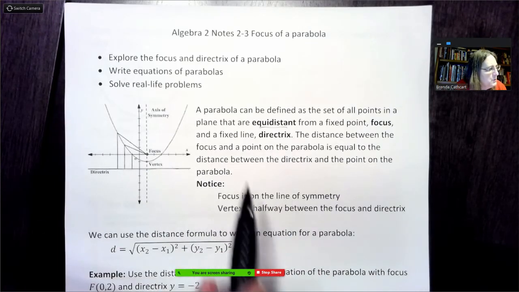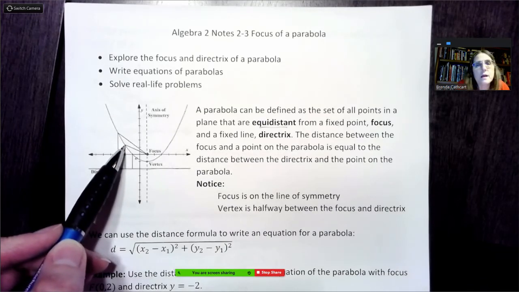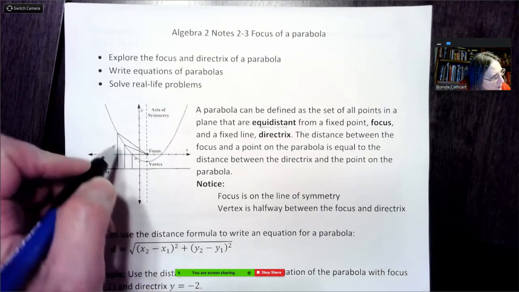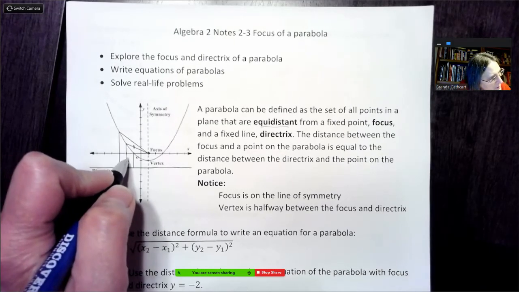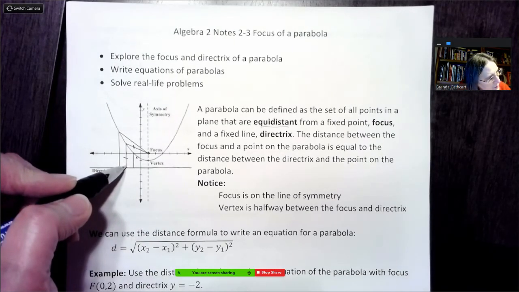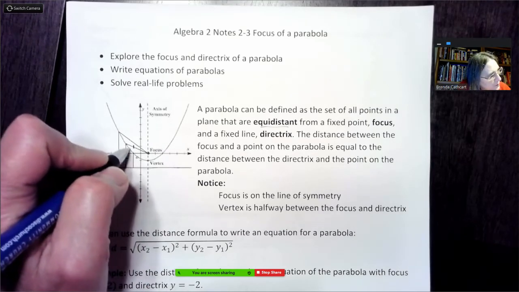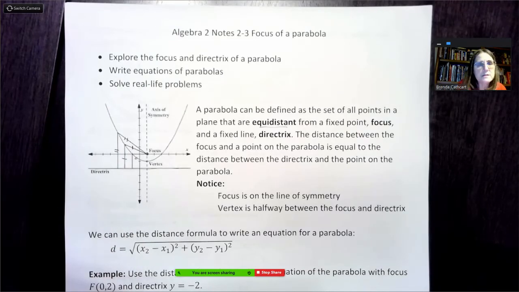The distance between the focus and a point on the parabola is equal to the distance between the directrix and the point on the parabola. So from the focus to a point on the parabola, this distance is equal to the distance from the line that's the directrix to the point on the parabola. Further up the parabola, this distance is the same as that distance.